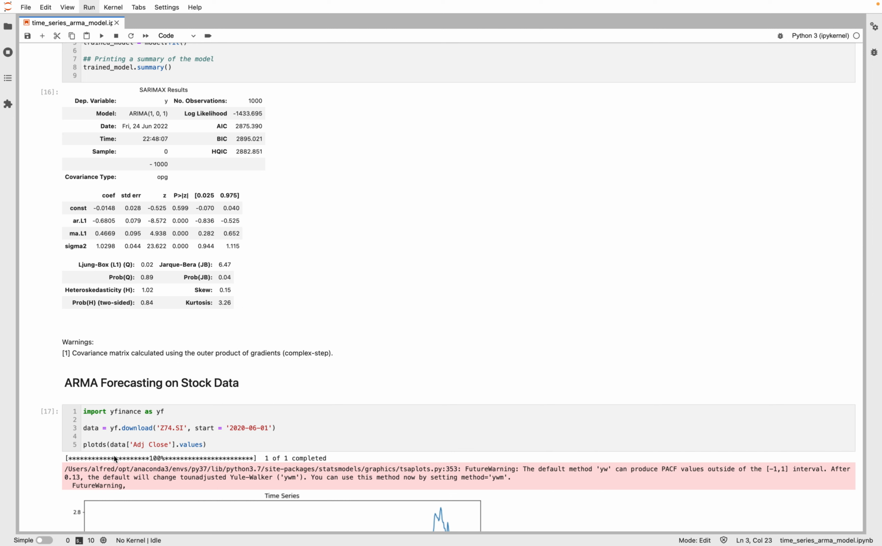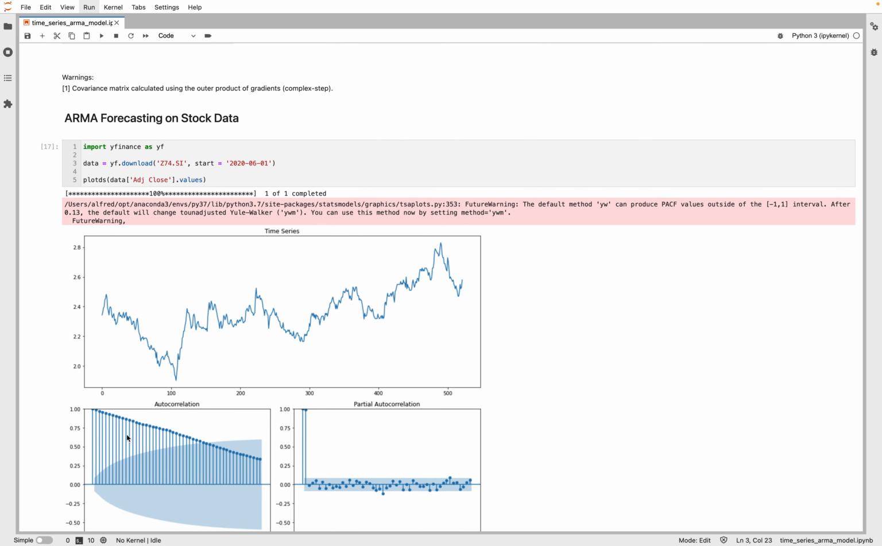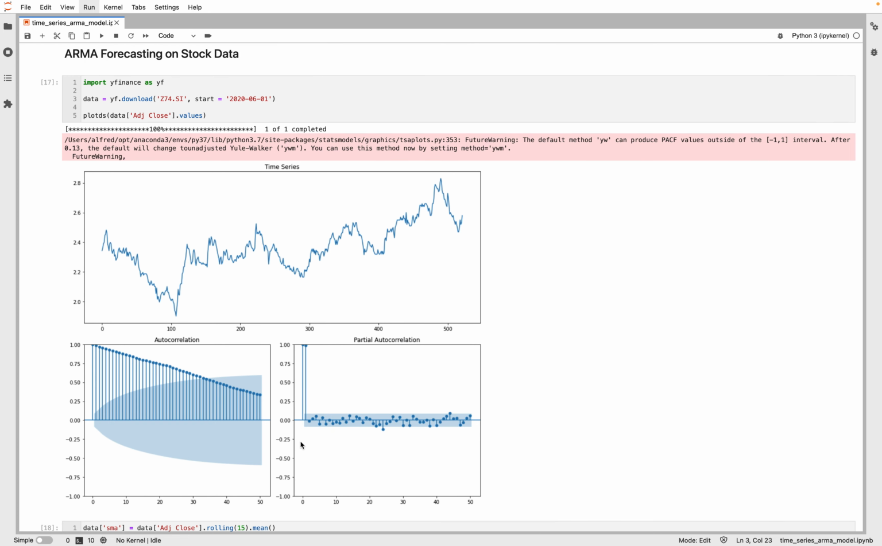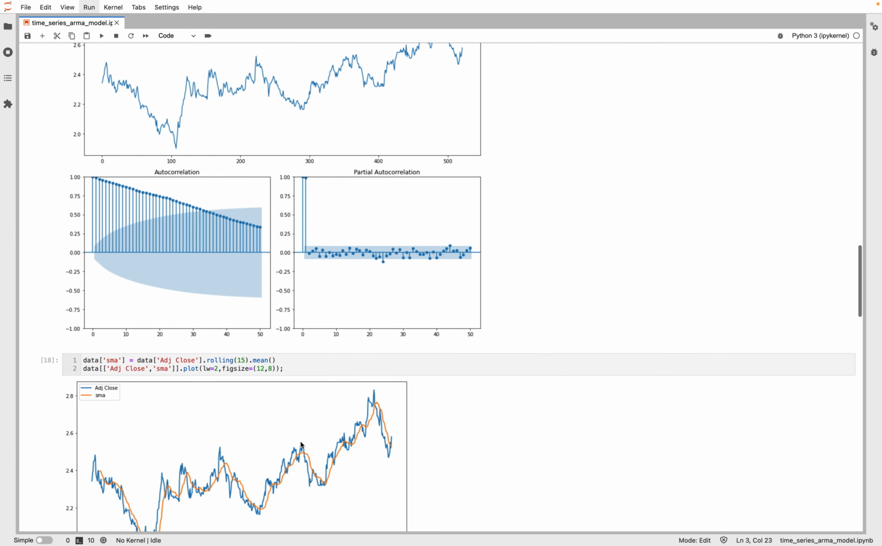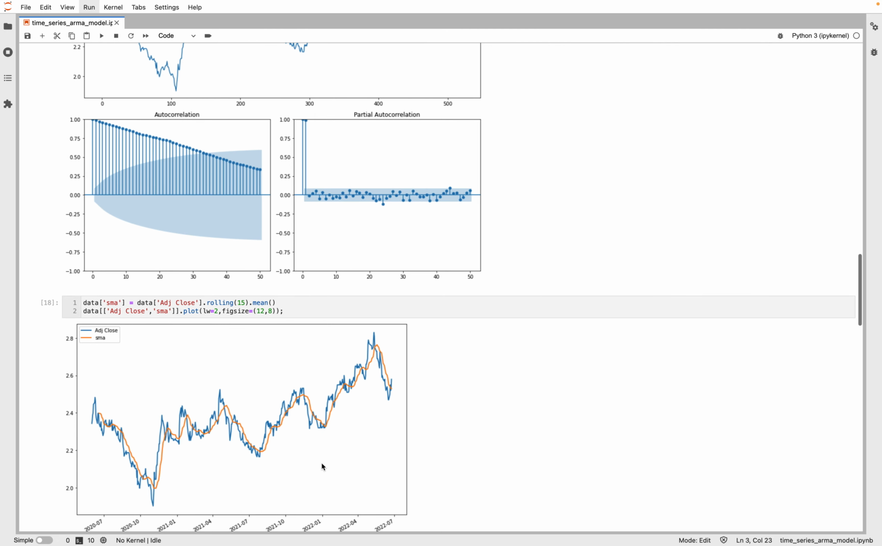Next, we will use the ARMA model to forecast the Syntel stock price time series. The autocorrelation analysis of the Syntel stock price reveals a strong moving average process as indicated in the ACF plot and an autoregressive process of one lag as indicated in the PACF plot. So next, we plot the simple moving average of 20 days overlaid on the stock price.